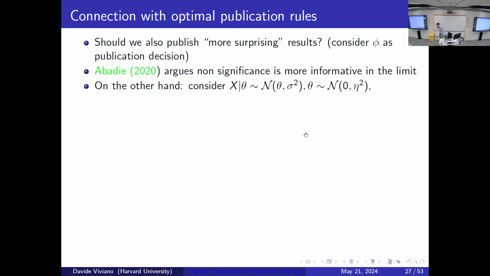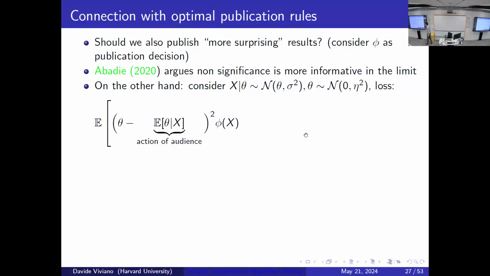Okay, so consider another framework, and this builds on Max's paper, where we have some statistic X, which is drawn from some Gaussian distribution with mean theta and variance sigma squared, and suppose we have a prior on our parameter, which has mean 0 and variance theta squared. And now consider a different loss function.